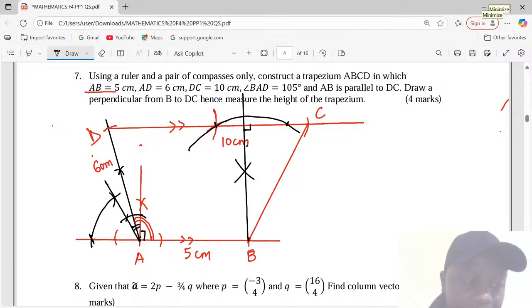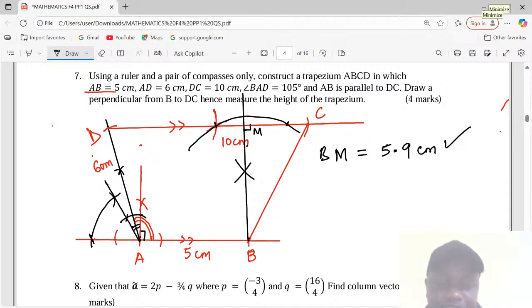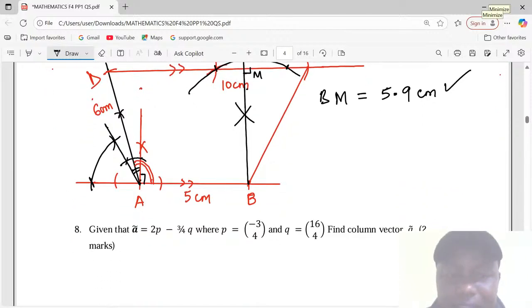With this perpendicular line, ladies and gentlemen, it is what we are measuring now. So assuming that is point M, for example, then BM, the perpendicular height, when I lift this distance to my ruler, I'm getting 5.9 centimeters. You can try and check your accuracy also, but I hope you are well guided.